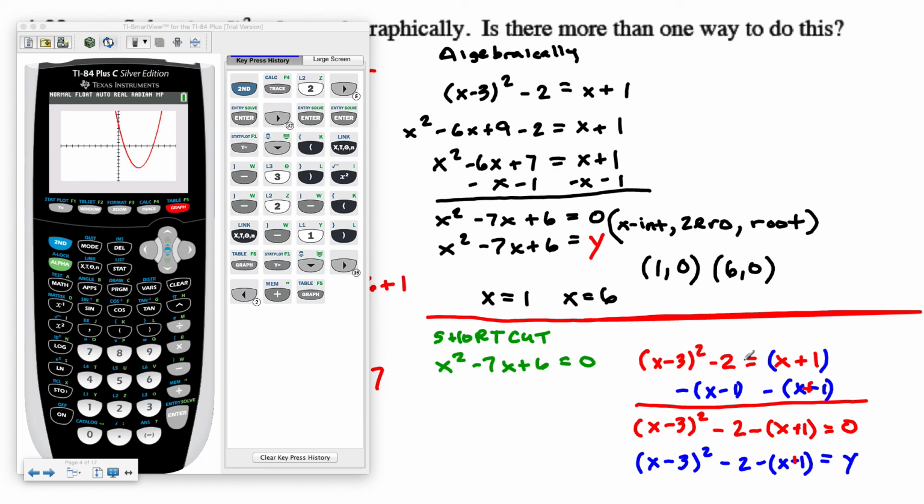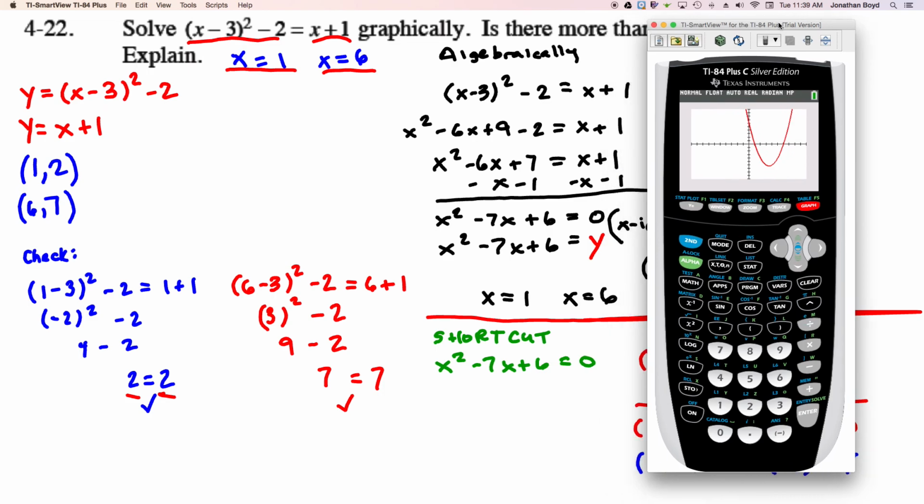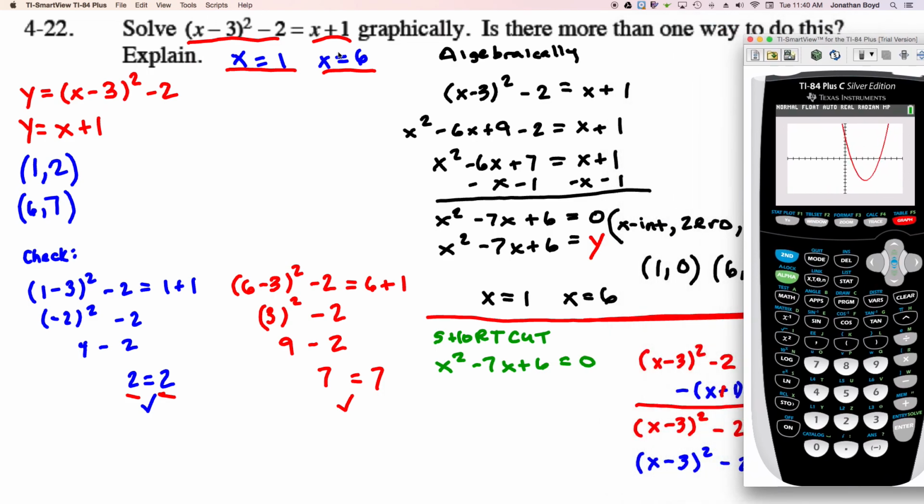Actually, let me go back. This was supposed to be minus an x plus 1 as well. Hopefully this helps you. Yes, there is more than one way to do it, and any of those methods would be considered correct. So our final solution, one more time, was x equals 1 and x equals 6. Hopefully you understand at least one of the two ways to graph it and find your solution or the intersection points on the calculator.